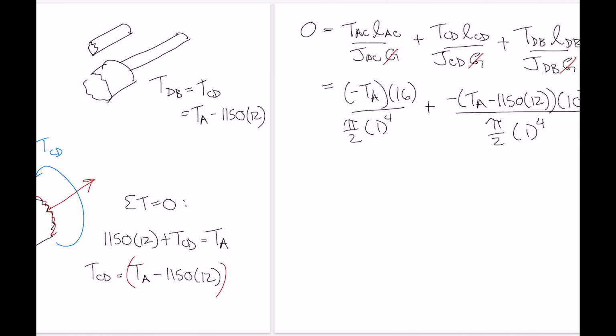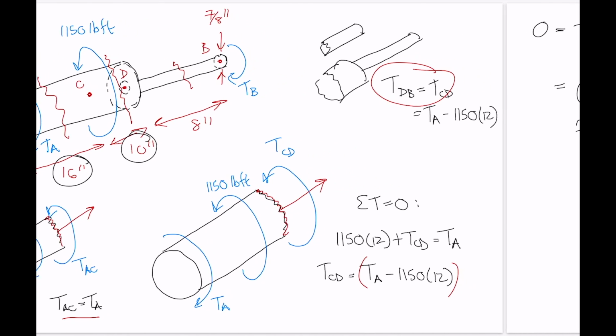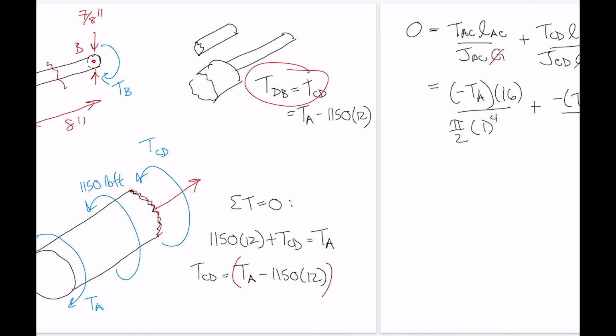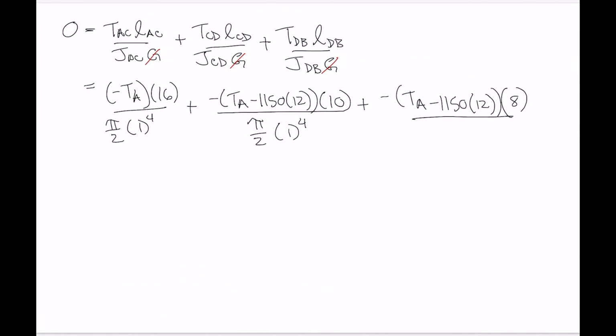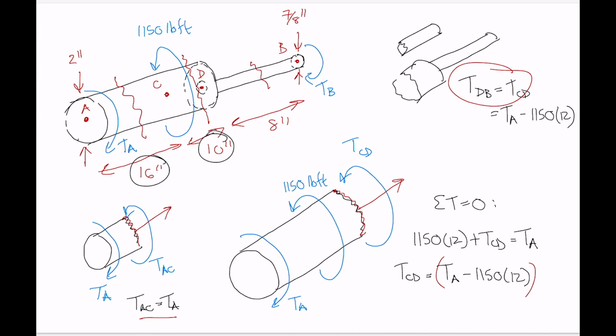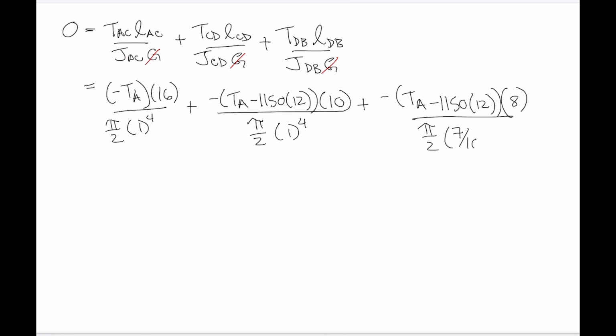Now, we know that the internal torque in the smaller and larger diameter portions are the same, so we can just pop in that exact same expression, minus TA minus 1150 times 12, multiplied by the length of that smaller segment, which is 8 inches, divided by pi over 2 multiplied by, what did we have for the diameter? The diameter was 7/8, so the radius is 7/16. So we've got 7 divided by 16 to the 4th power. Okay, and that equals 0.